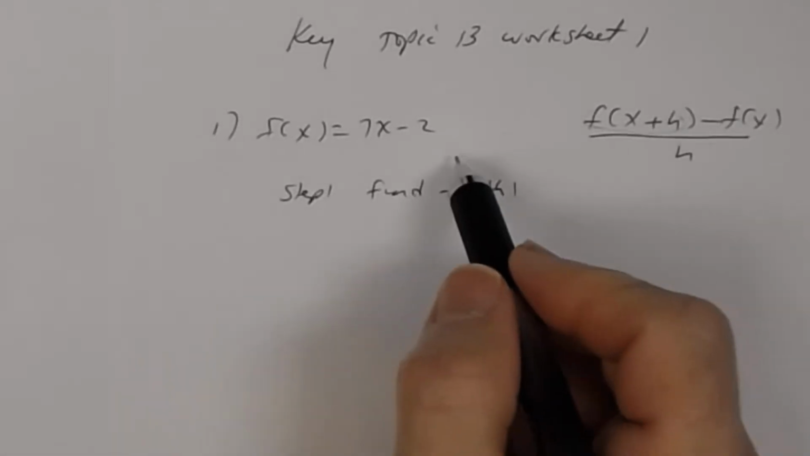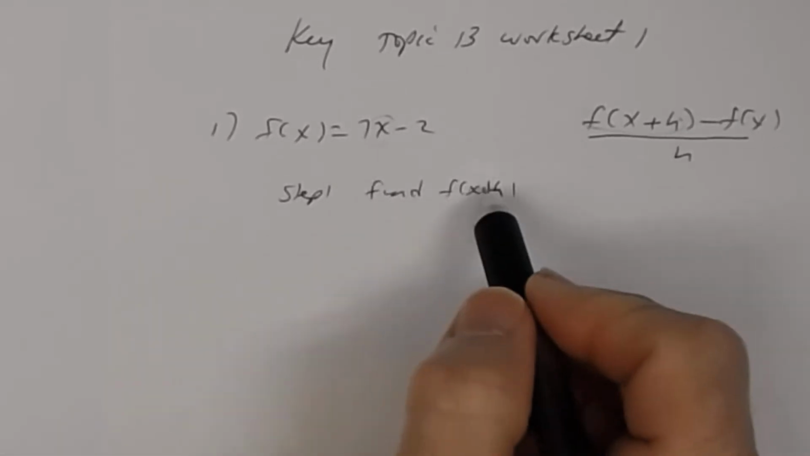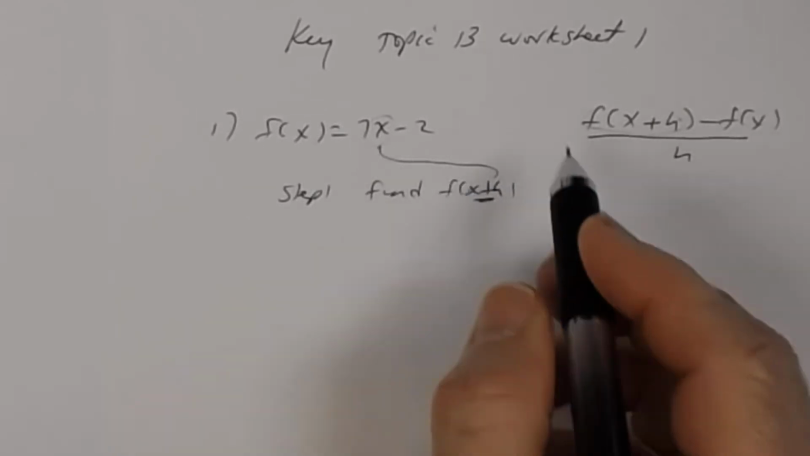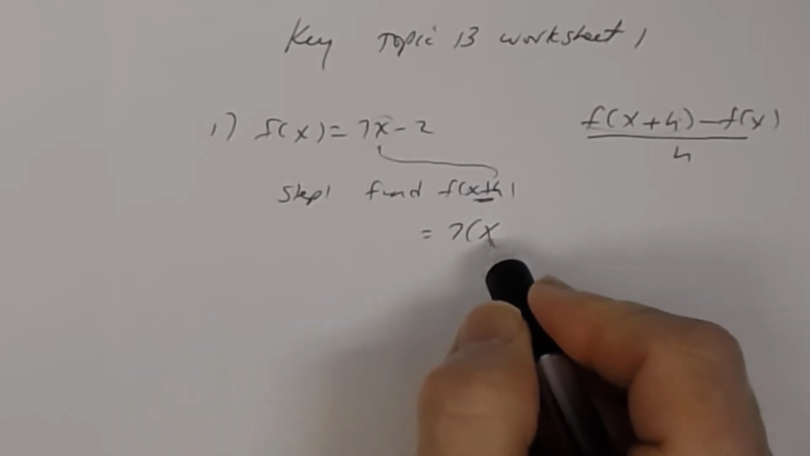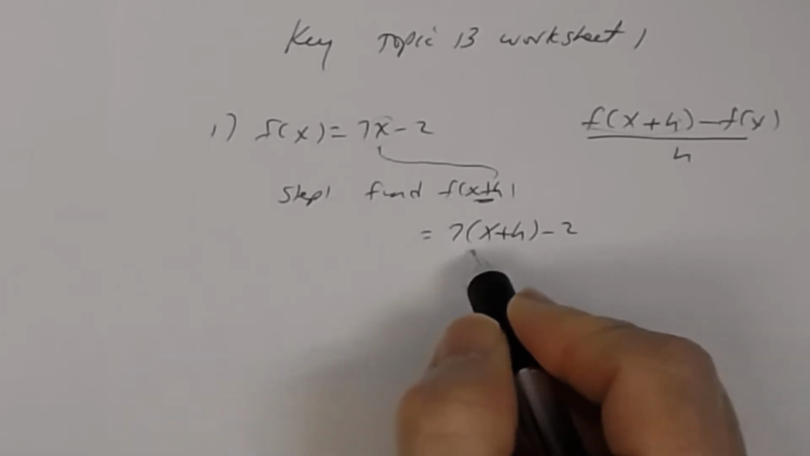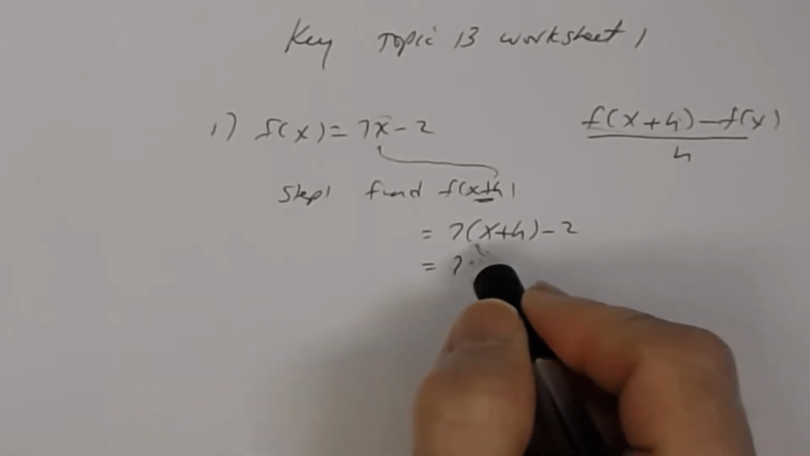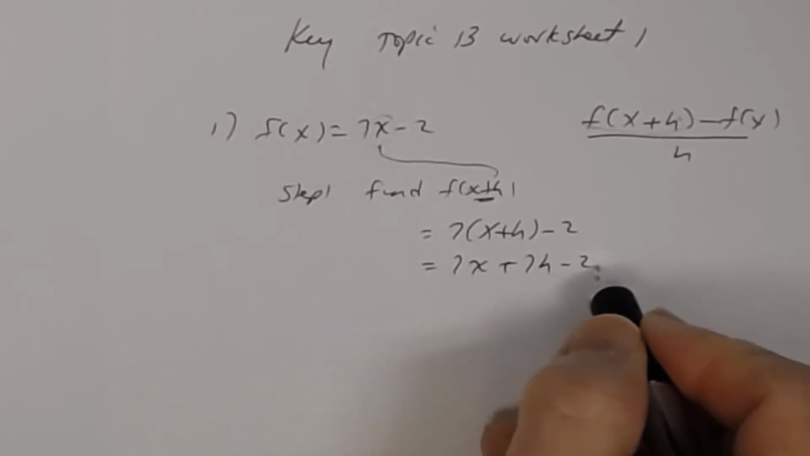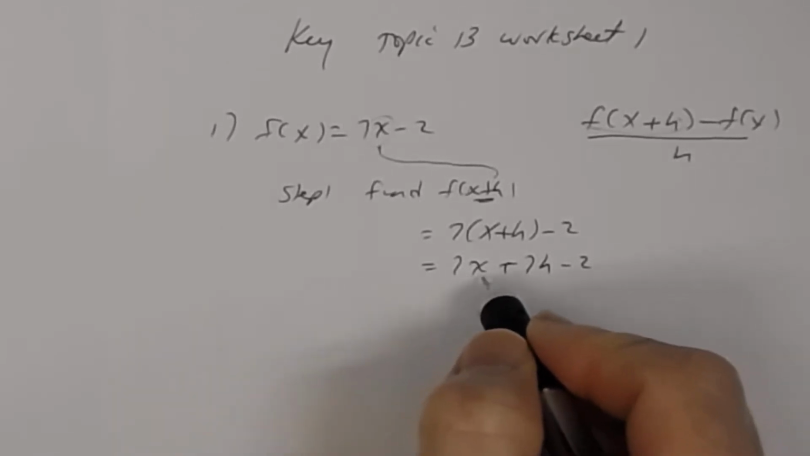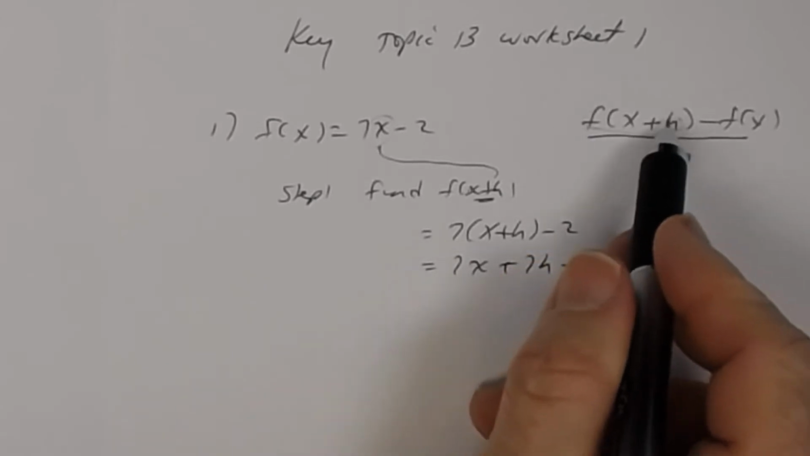So remember what that means. That means wherever you see the variable x in your function, you're going to substitute x plus h. So this becomes 7 times, in parentheses, x plus h, minus 2. And then it's just a matter of simplifying this. So it'll be 7x, distributing, plus 7h minus 2. And so that's your step 1. This is what you found.